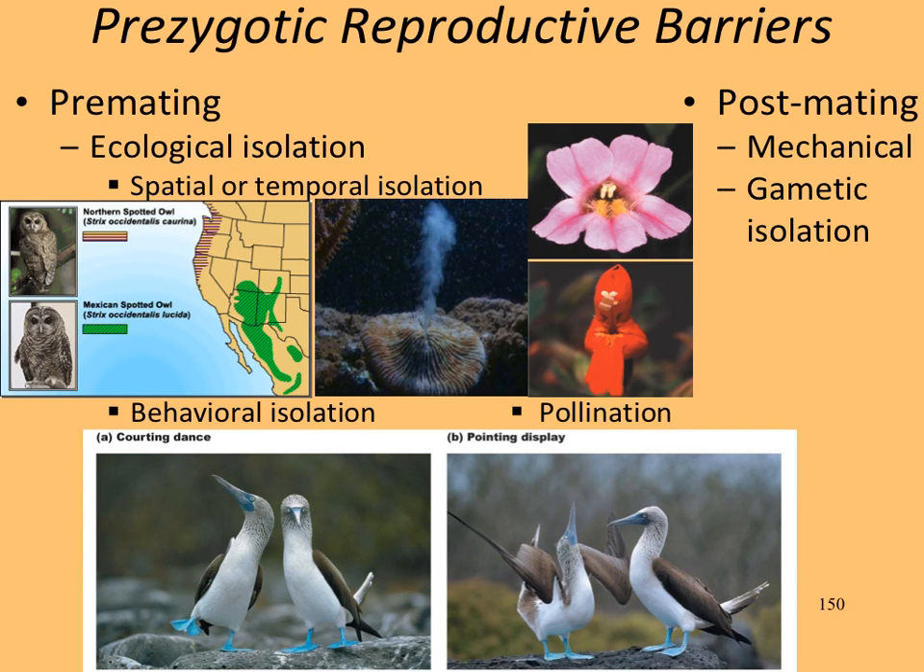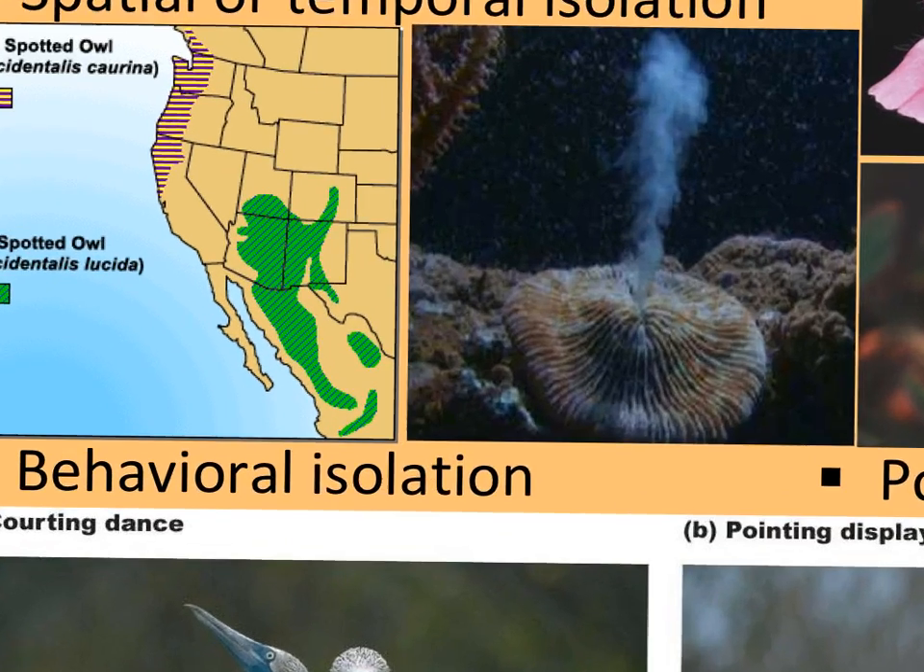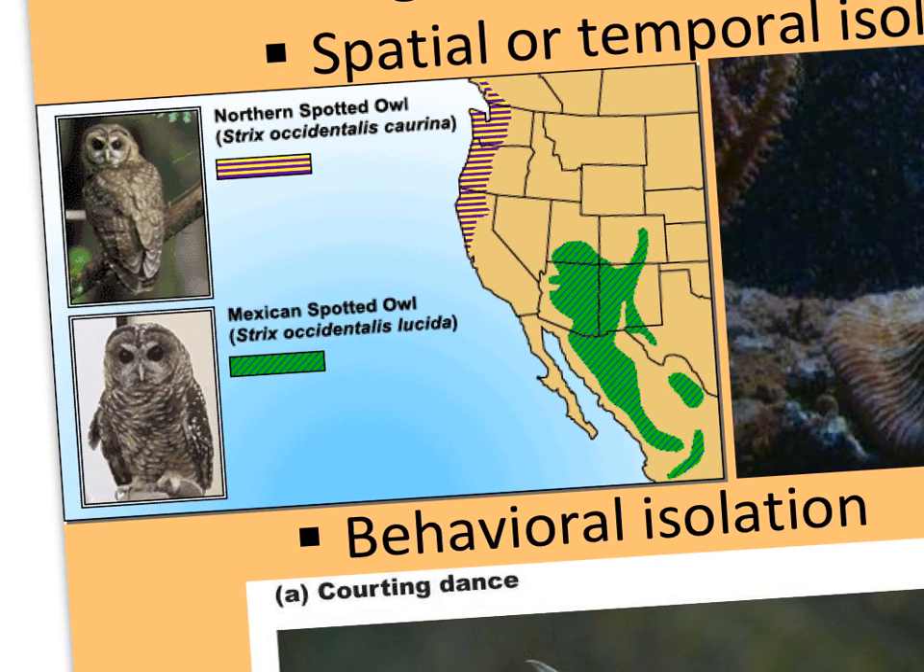Okay, now we've talked about reproductive barriers. There's different kinds of barriers. We've talked mainly about geographic barriers, and so we might have spatial isolation, like we've been talking about. Here we've got two different spotted owls. The northern spotted owl, which is up here, the Mexican spotted owl, which is here and here.